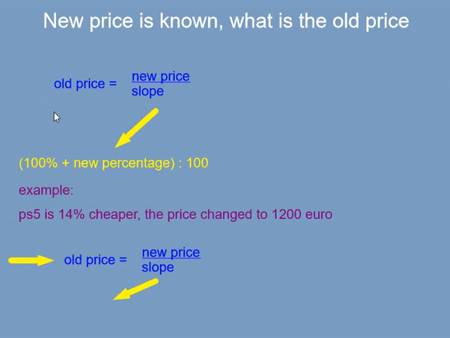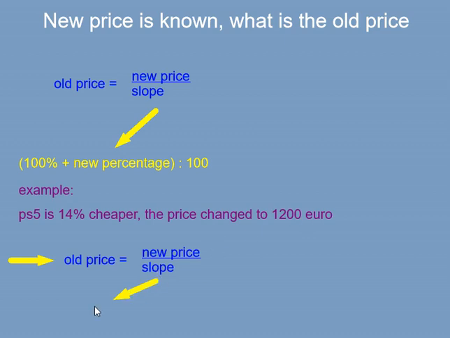A more difficult question is when you know the new price, but the question is, what's the old price? You use this formula. The old price is the new price divided by the slope. And the slope again is 100% plus the percentage change, divided by 100. PS5 will be 14% cheaper. The price changed to €1,200. The question is, what was the old price?